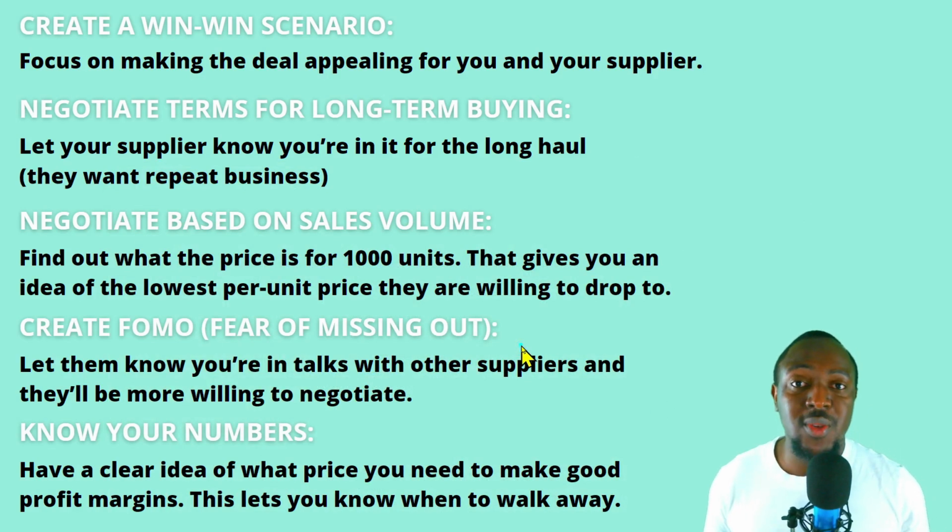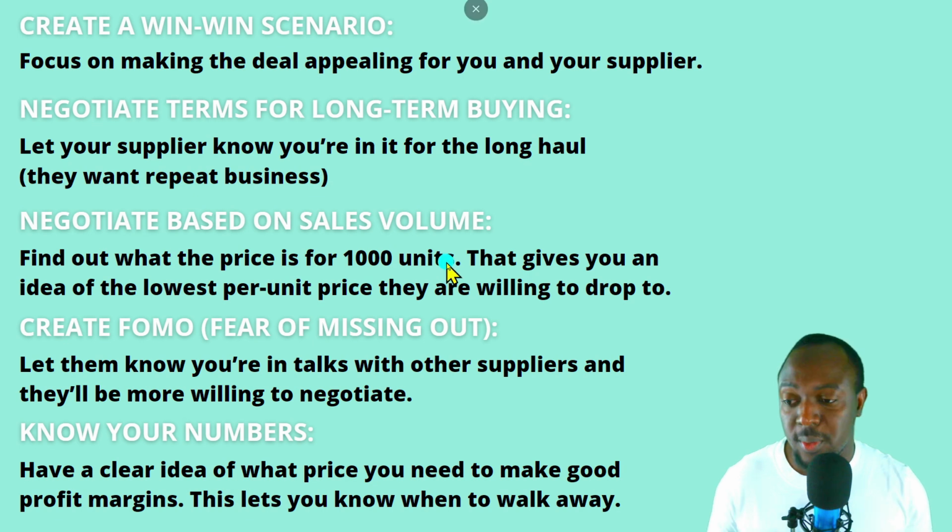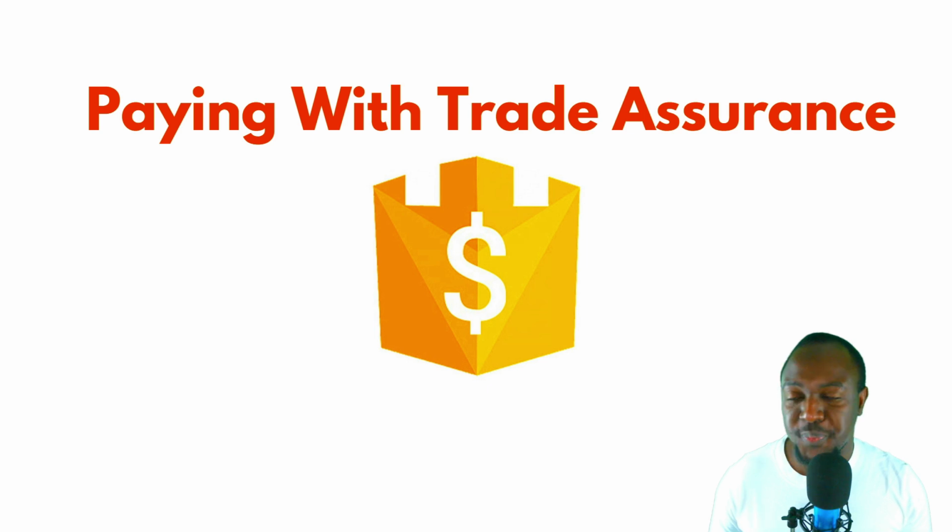The other thing I also do is go on 1688 and look at the prices over there, so I have an idea of how much it would cost if I was to buy the exact same bag on 1688. This will also give you bargaining power to negotiate with your supplier. So that's basically how to bargain for a good price.